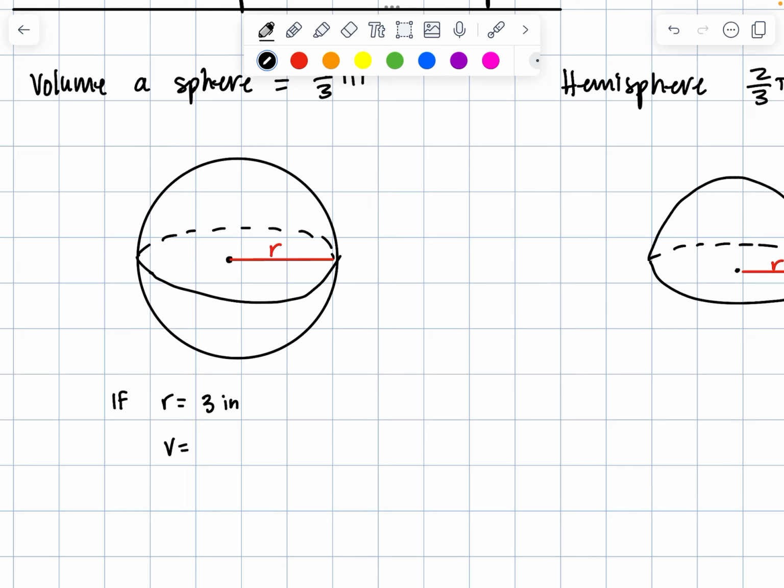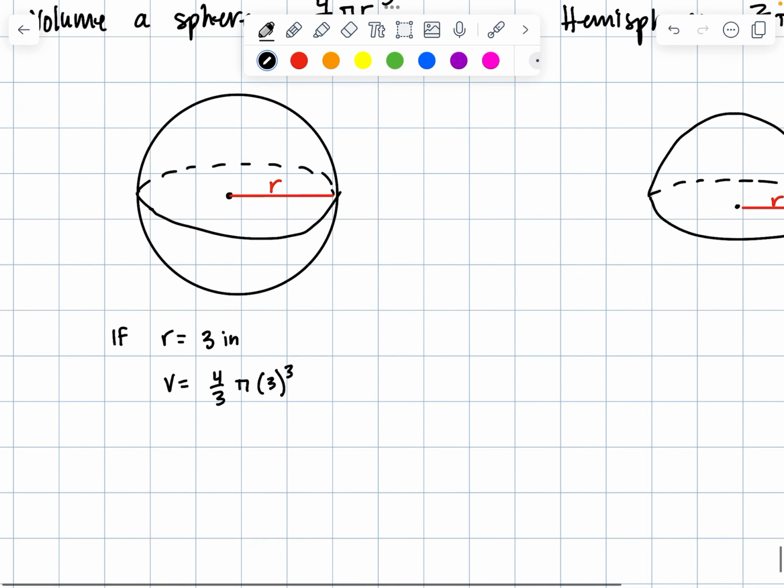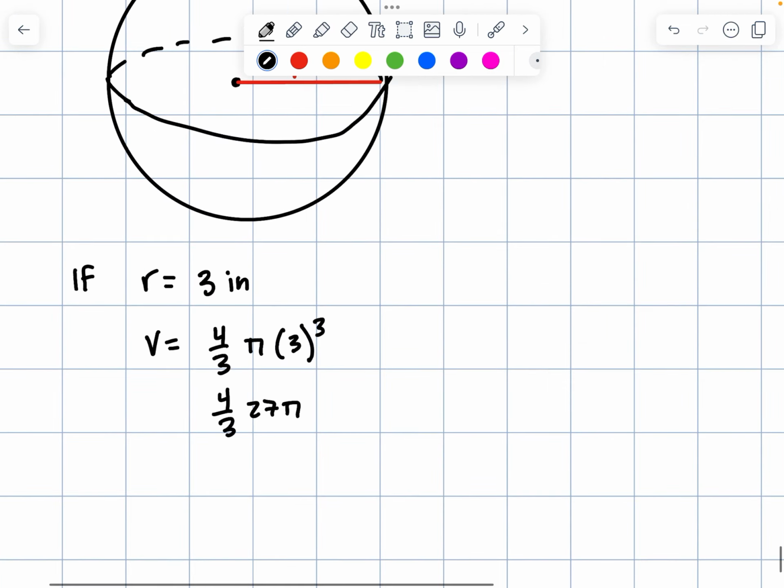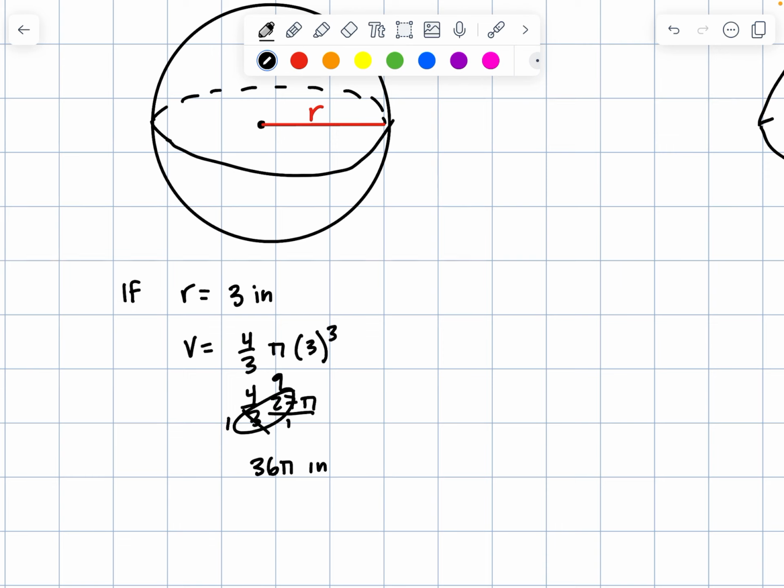Volume would then be equal to 4/3 pi times 3 cubed. 3 cubed is 27, so it's going to be 4/3 27 pi. And 3 goes into 27, so these cancel out, or simplify. We'll go by 3. So 4 times 9 will be 36. This will be 36 pi. Since this is in inches, this is in inches cubed. So the volume of the sphere is 36 pi inches cubed.